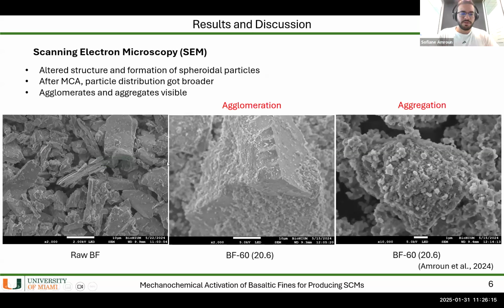The scanning electron microscopy images show the following. The raw basaltic fines are in the image on the left, and we see that these particles are very rough and angular. After activation, we see two types of particles. We call these aggregation, which is when very fine particles come together. And we also see agglomeration, where we have large particles very similar to the raw basaltic fine particles, surrounded by very small particles.